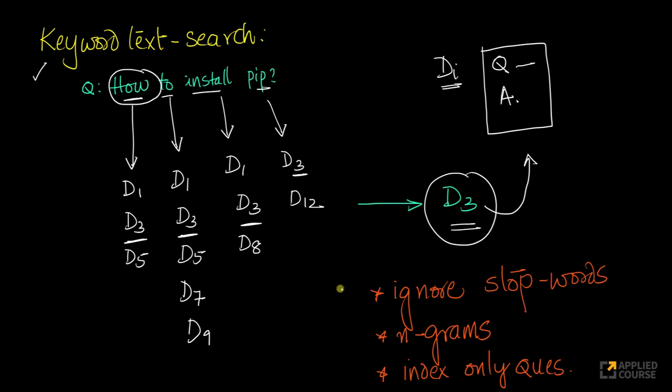Of course, you can improvise the solution by saying, okay, I will ignore stop words like "to", right? Instead of using just 1-grams, you can use n-grams, which is a very common technique used in text search. Similarly, instead of indexing both questions and answers, you can say, I'll only index questions. These are all design choices that you have at your disposal. But here comes the interesting part.